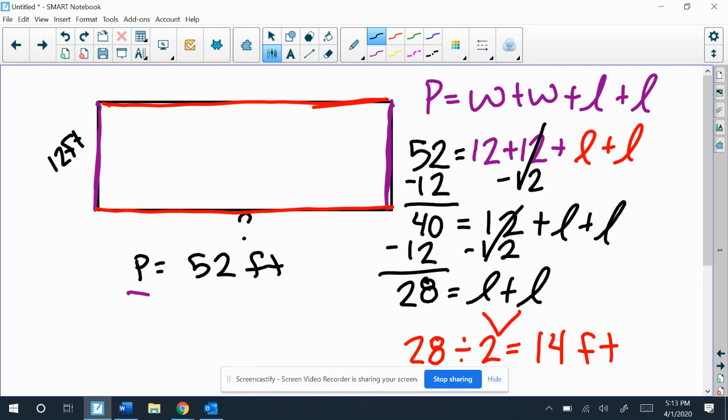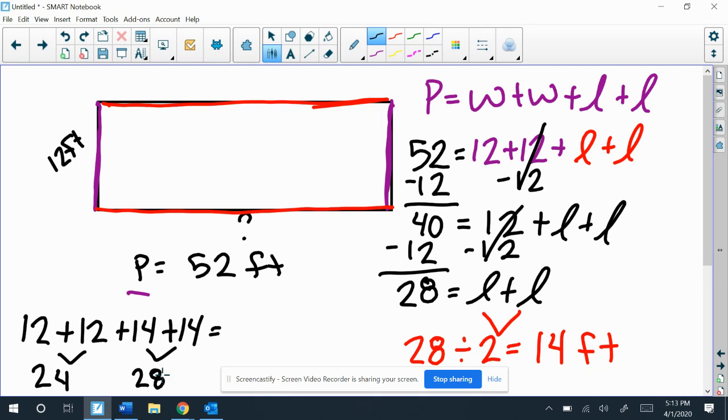Let's double check. 12 plus 12 plus 14 plus 14. Well, 12 plus 12 is 24. 14 plus 14 is 28. 24 plus 28, well, 8 plus 4 is 12, and 2, 4, and 5. It equals 52. That is correct. My answer for that missing side is 14 feet.